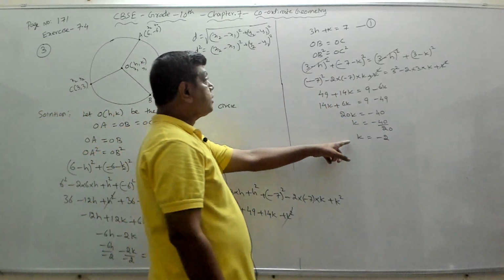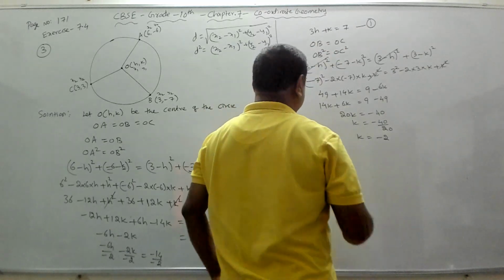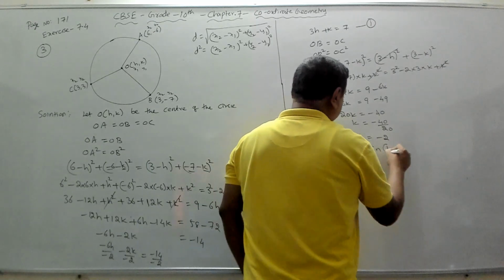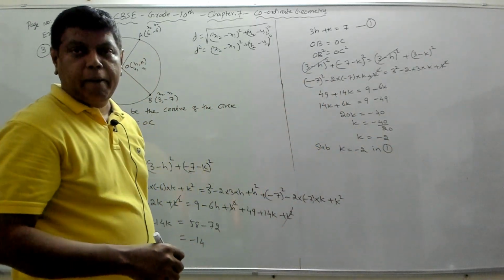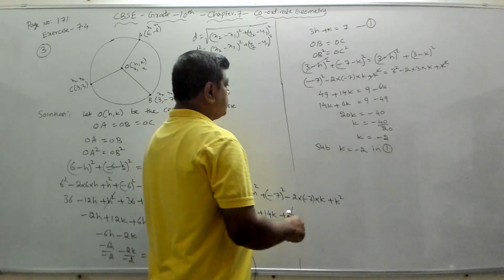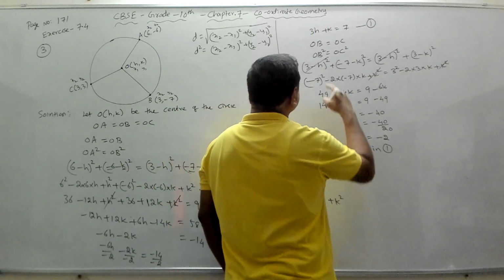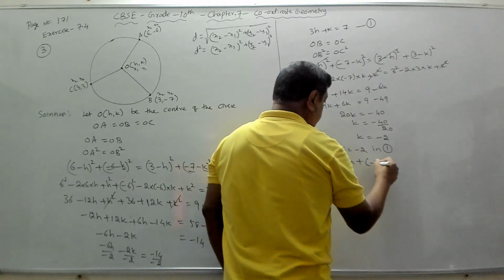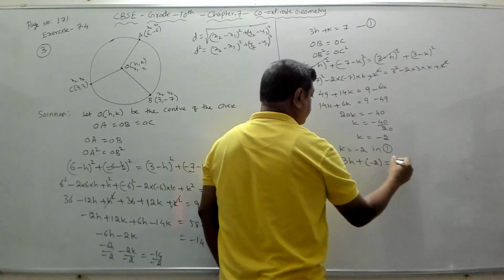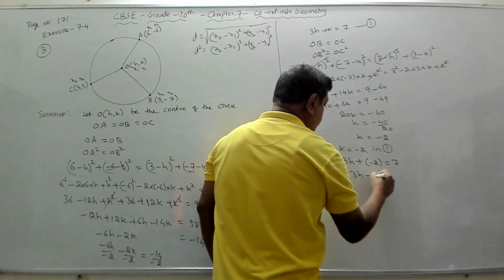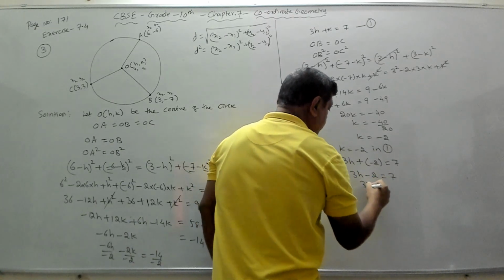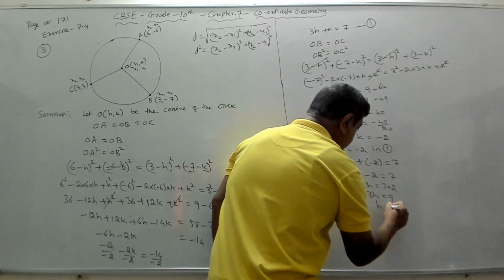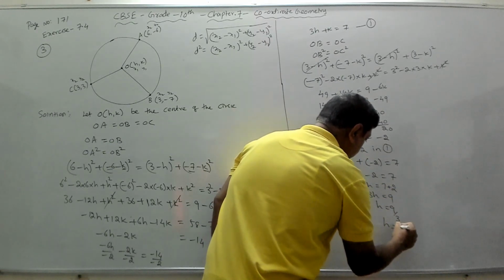Now let's substitute k as minus 2 in the first equation. So substituting k equal to minus 2 in 1. See, our aim is to find the value of h comma k. Right? So 3 into h plus k, which is minus 2, equal to 7. So you get 3h minus 2 equal to 7. So 3h is equal to 7 plus 2. So 3h is equal to 9. H is equal to 9 by 3. H is equal to 3.